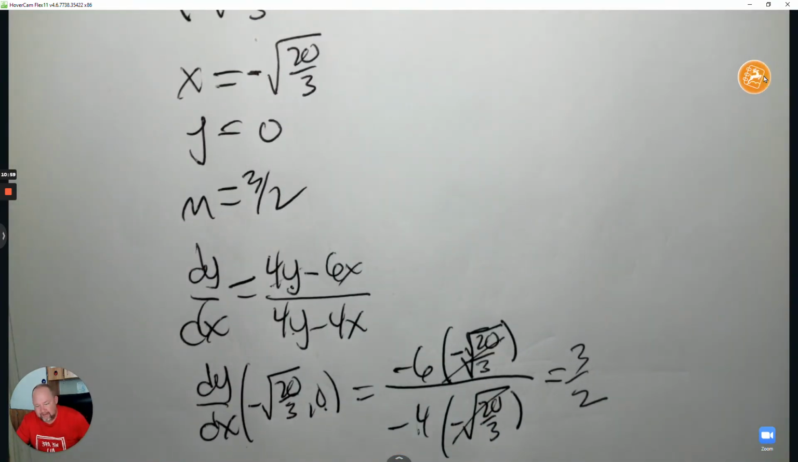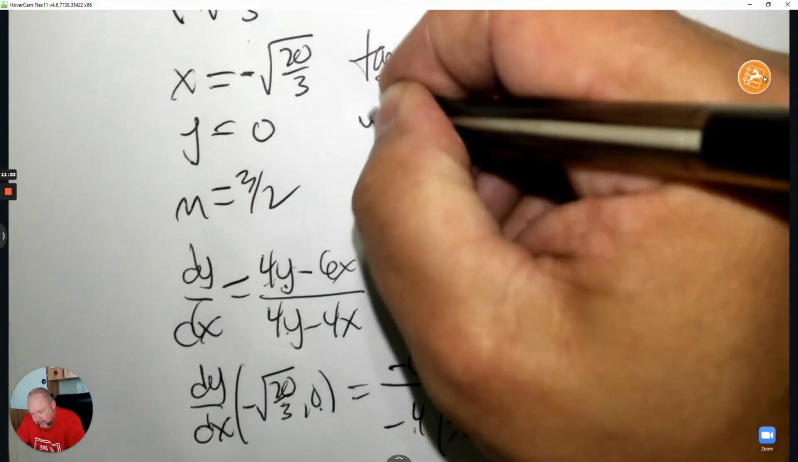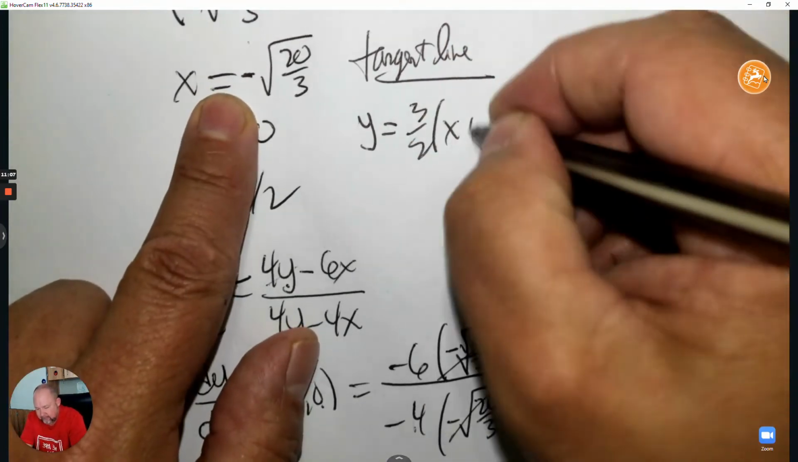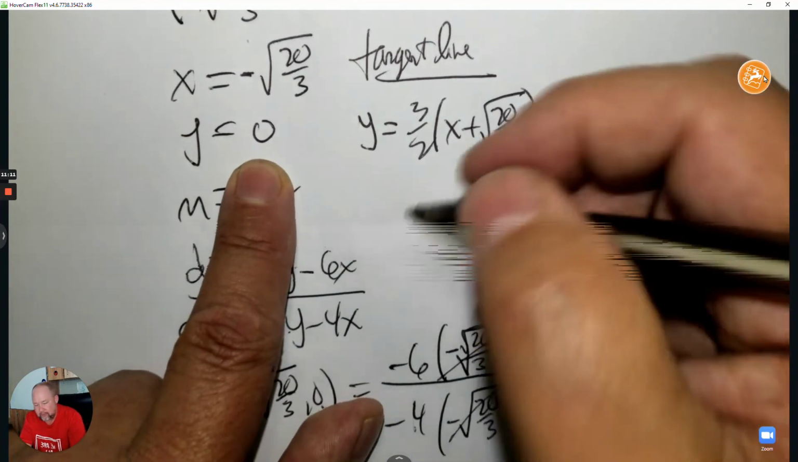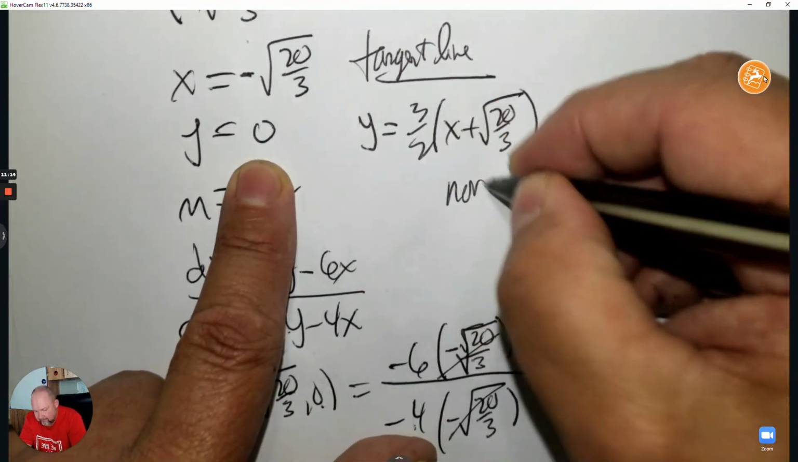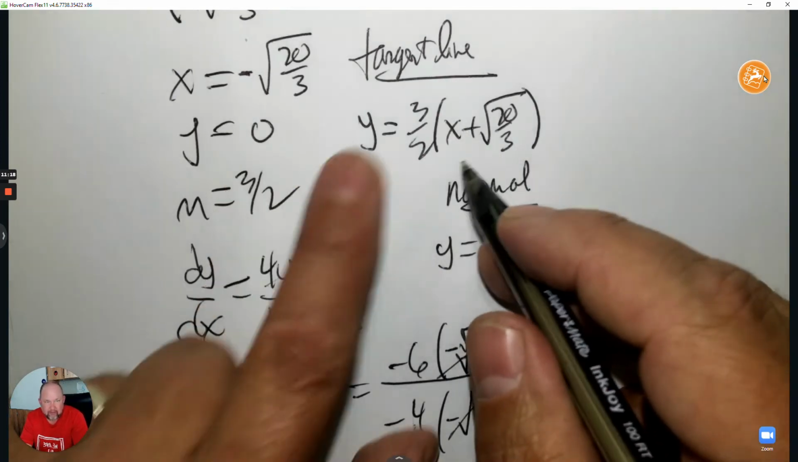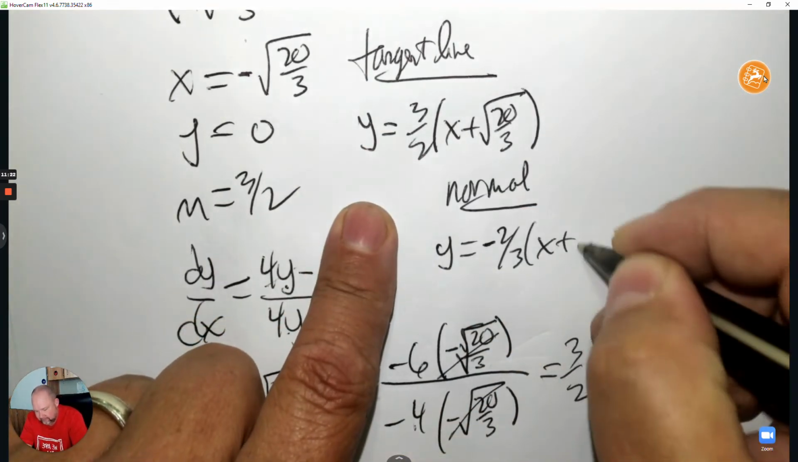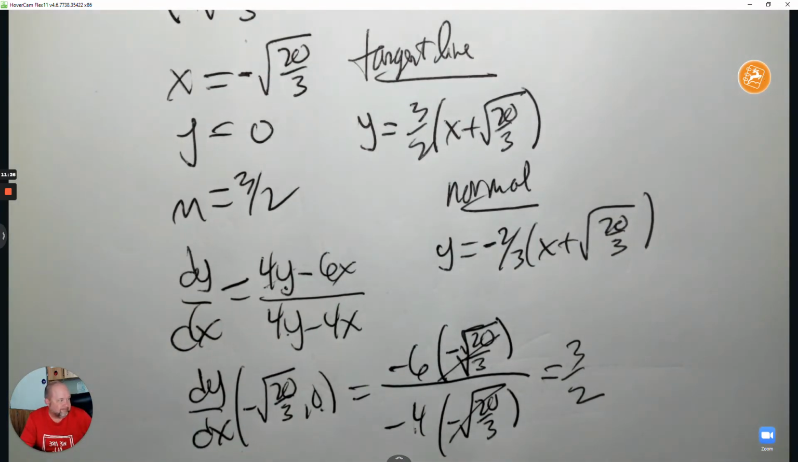And then what's the tangent line? So it's y equals the slope, x plus the square root of 20 over 3. And then I don't need to go plus 0. The normal line, almost the same, but normal means perpendicular, so I do the opposite and reciprocal, and everything else is the same. And there are my lines.